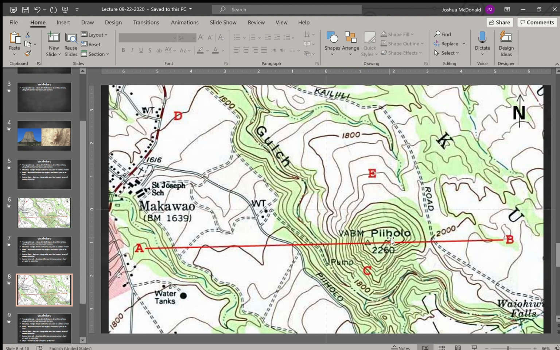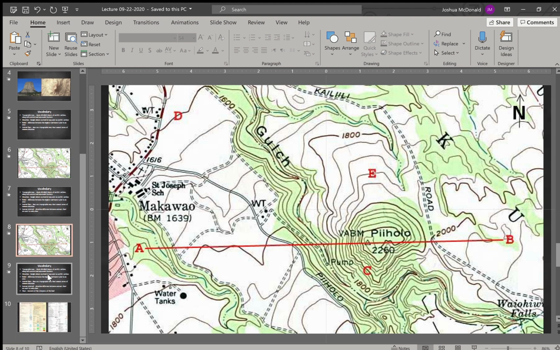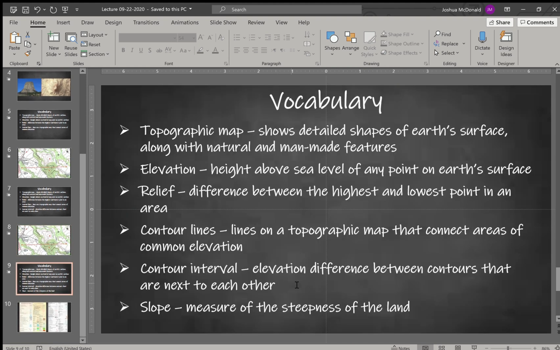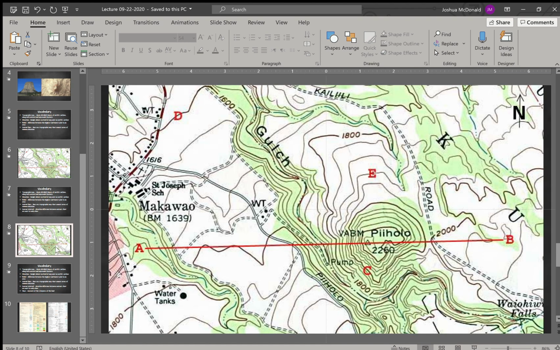Now the spacing of contours indicates what's called slope. Slope is our measurement of the steepness of the land. So let's look at this again. Here it descends pretty quickly, and here the contours are farther apart, so it's a lot less steep. So we have different slopes happening here. If the contours are spaced far apart, the change is gradual. If they're closer together like they are here, then it's steep.